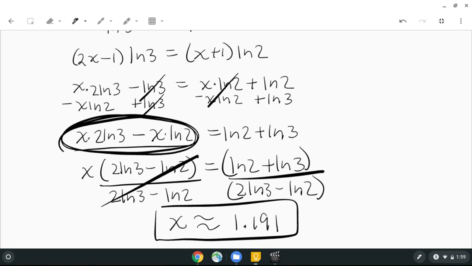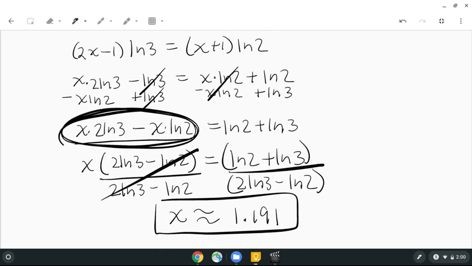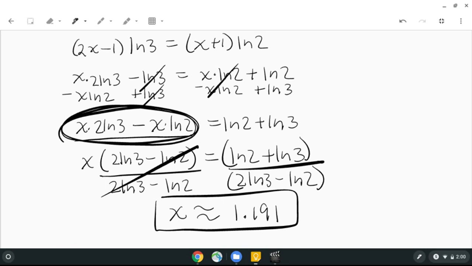So again, it only gets complicated when you have variables on both sides. When you have the x's on both sides, then you're going to have to try to get them together on one side and then factor out that x.